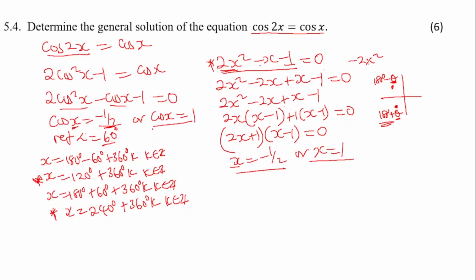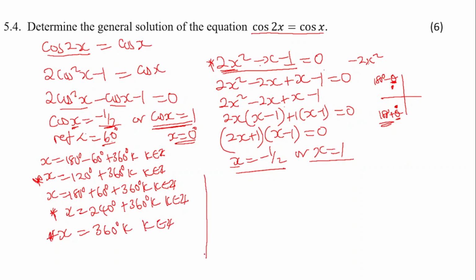And then we have this part also. Right, if you cos this, what do you get? It means x is equal to 0. The reference angle here is 0. So we just have x is equal to 360 times k, where k is an integer. So these are the three that we must have.